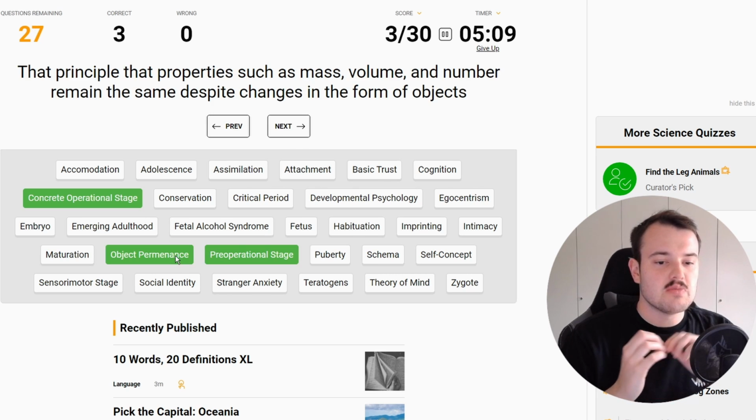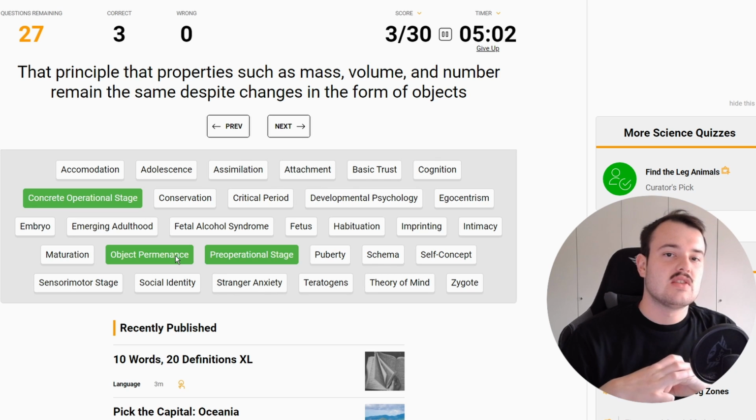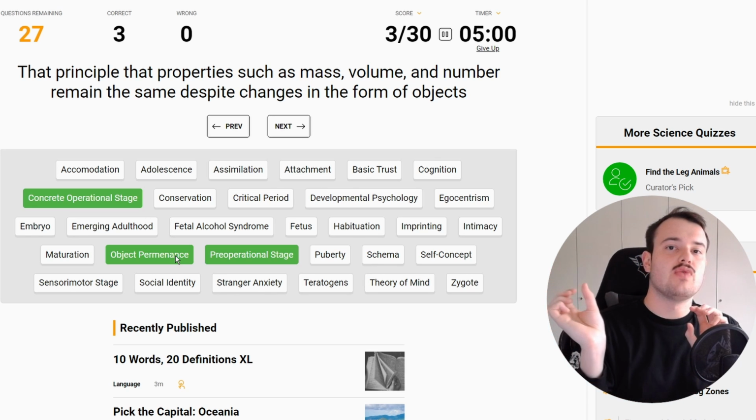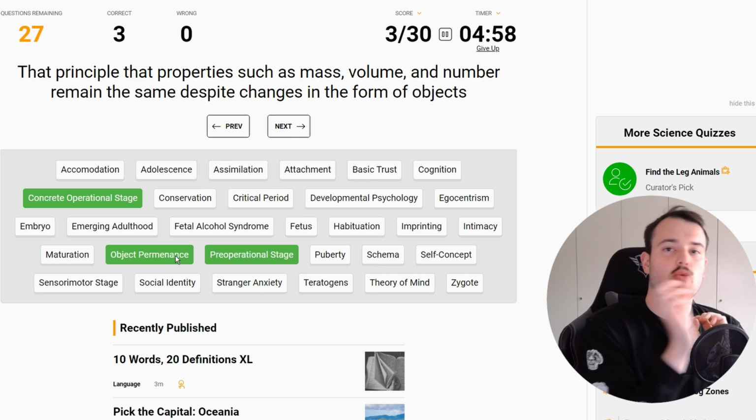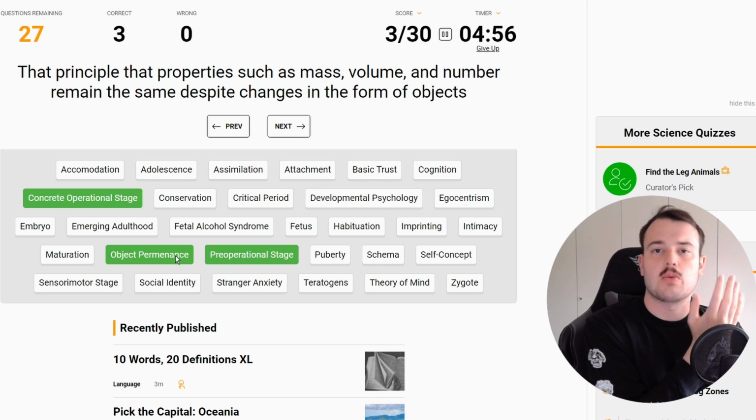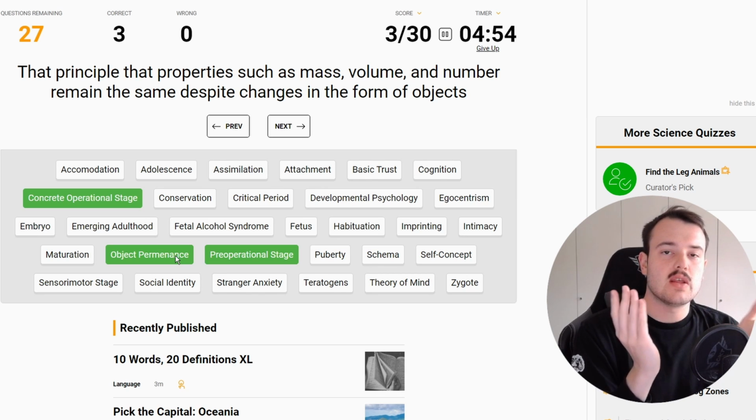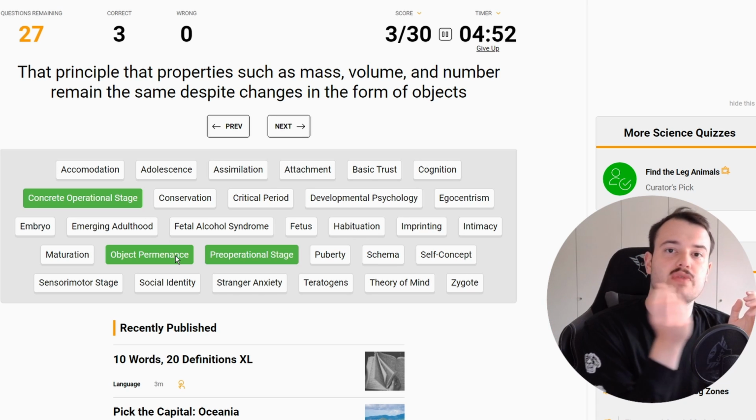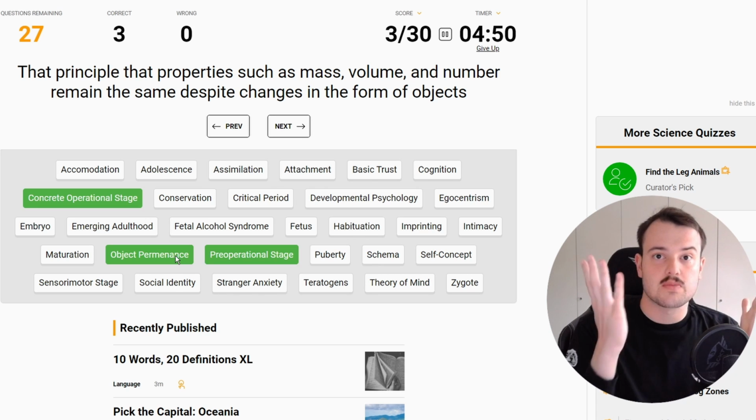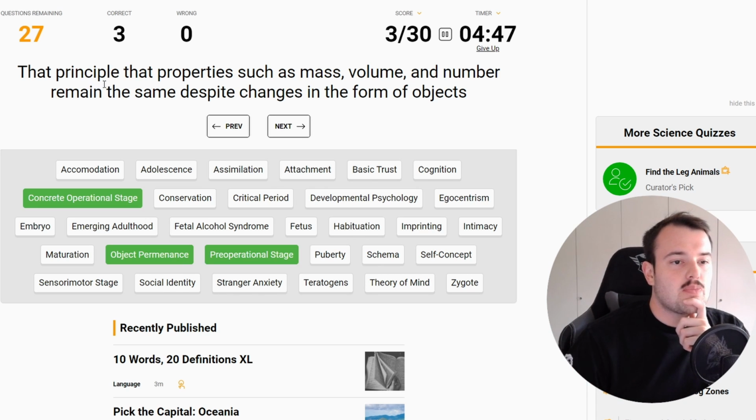Very cool experiments with that concept of, for example, kids being shown like a carrot moving horizontally, moving behind the screen and then coming back out on the other side, and they're like, what happened to the carrot when it was behind the screen? And they see if kids say like, oh, it just was moving along but I couldn't see it, or they say it disappears, it was gone. That principle that properties such as mass, volume and number remain the same despite changes in the form of objects.